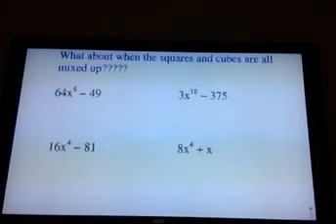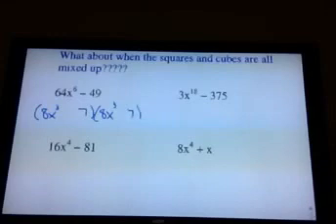There is no common factor, so I'm going to go right to my parentheses. 8x to the third times 8x to the third, and 7 times 7, and one gets a plus and one gets a minus. And then always ask yourself, can I factor more? And in this particular problem, I cannot. So I'm finished. That's it.